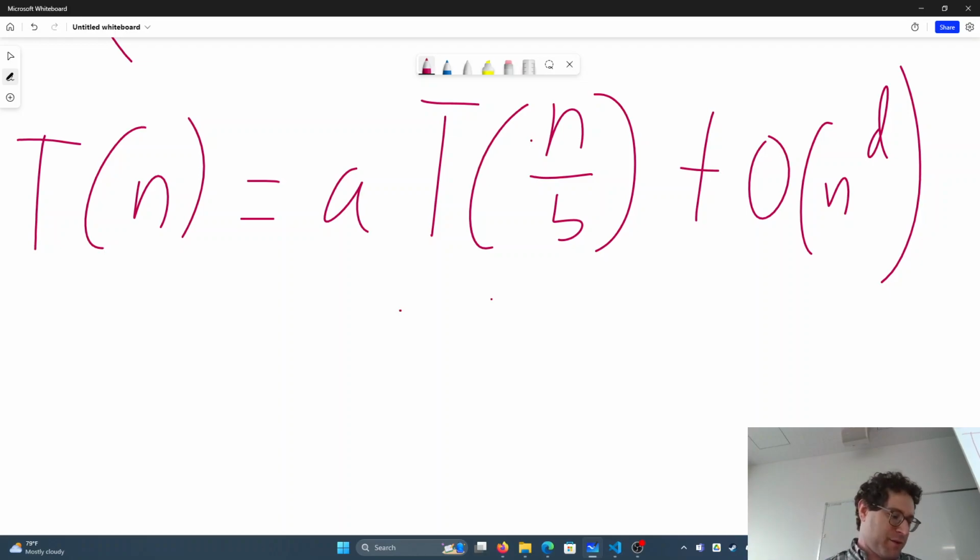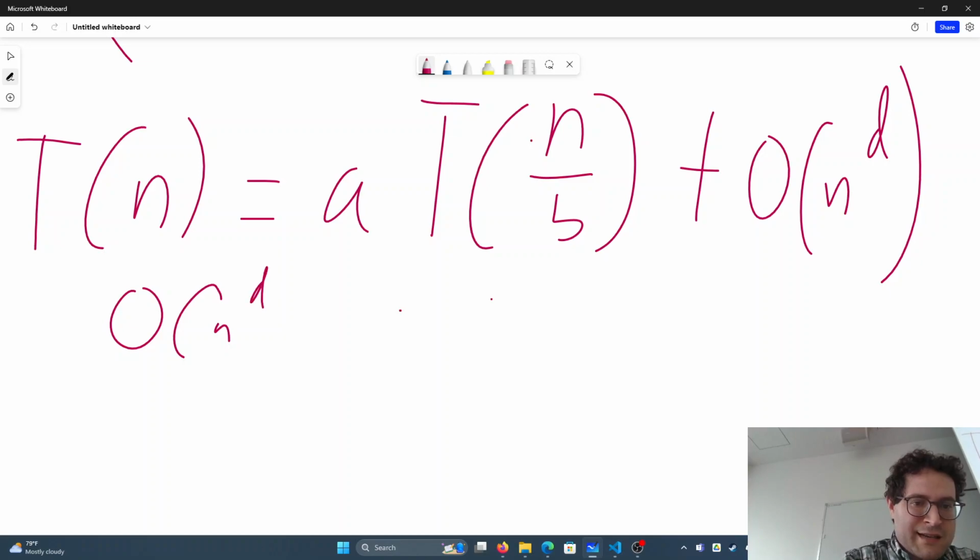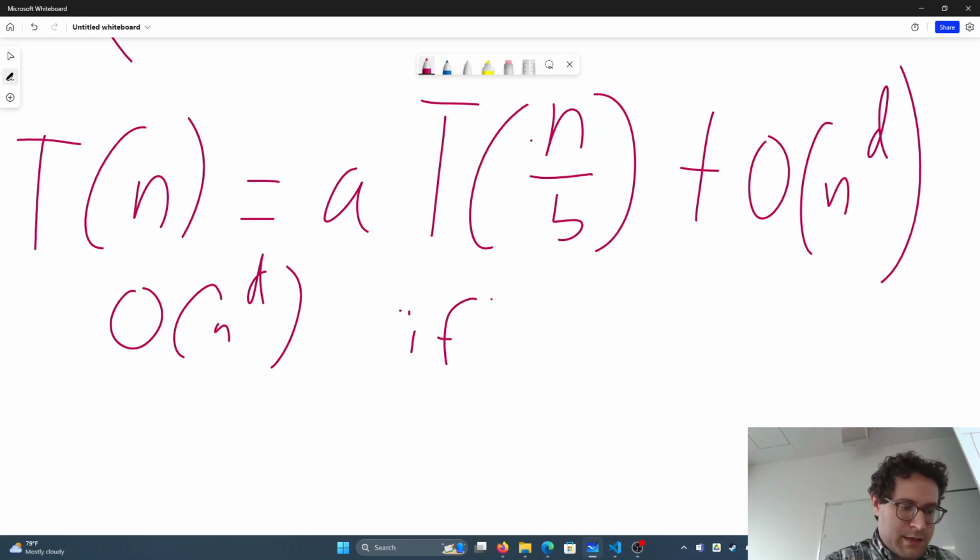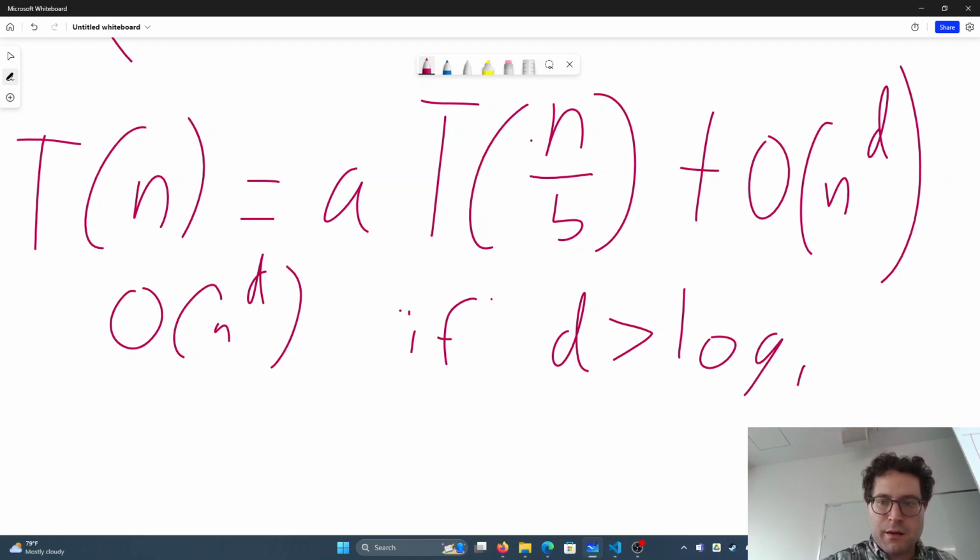The slides go over the proof. Point being, what can we do? It says basically that you've got 3 possibilities. The runtime for this is n to the dth power if D is greater than log B of A. Okay?